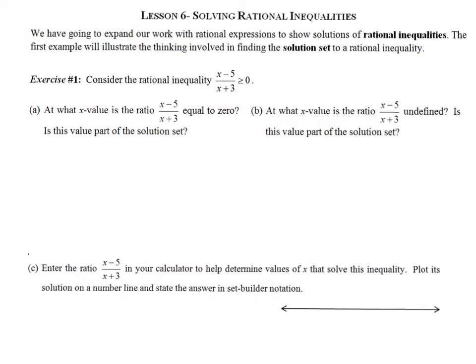In Part A, it says at what x value is the ratio equal to 0? And is this going to be part of my solution set? So we know from our previous work in rational expressions that in order to decide whether a fraction is equal to 0, I have to focus on the numerator. So I'm going to take the numerator, x minus 5, and set that equal to 0. So again, my focus here is my numerator in order to have a rational expression equal to 0. So clearly solving this, I get x is equal to 5.